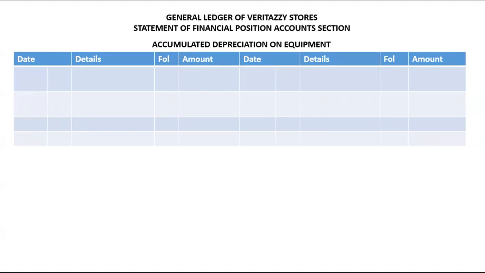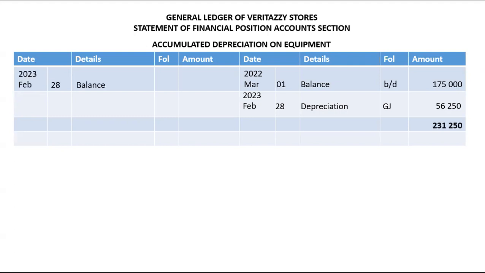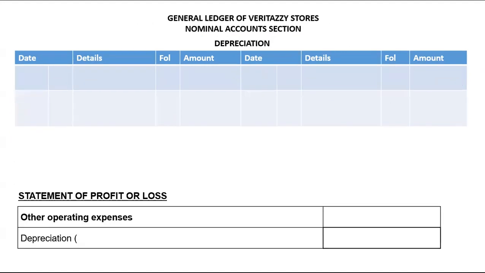And let's go to accumulated depreciation on equipment. Accumulated depreciation on equipment at the beginning of the year was sitting at 175,000 and it increased by 56,250. Add the two, it'll give you 231,250. And that'll be the new accumulated depreciation that we will start the new financial year with.